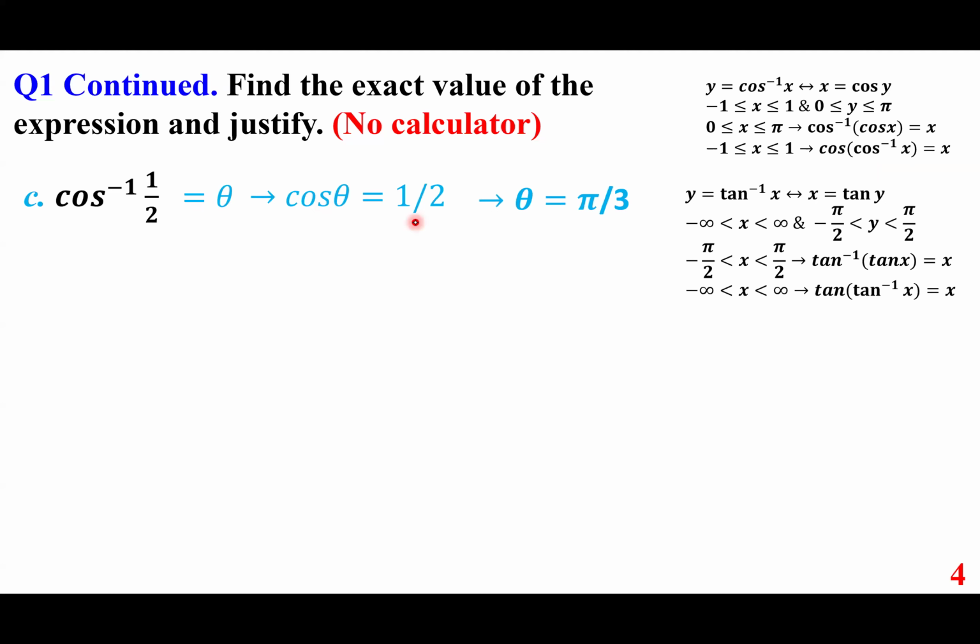Bear in mind, when we are dealing with an inverse function, there's a unique solution. It's different than the equation cosine of theta equals 1/2. That's not the same equation. That has two answers from 0 to 2 pi. So we don't want to mix them up.